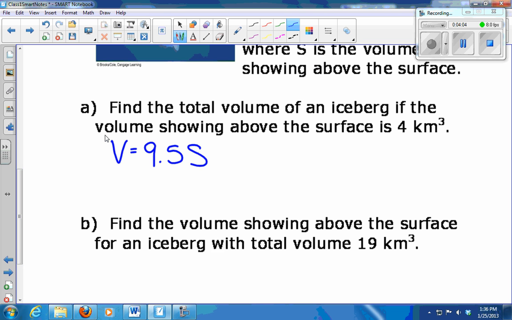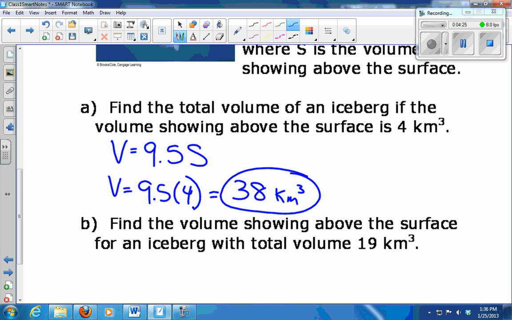So we start by writing down the model. And then you have to figure out which variable am I given here, V or S? S. So we replace the S with a 4. And 9.5 times 4 would be 38 cubic kilometers.